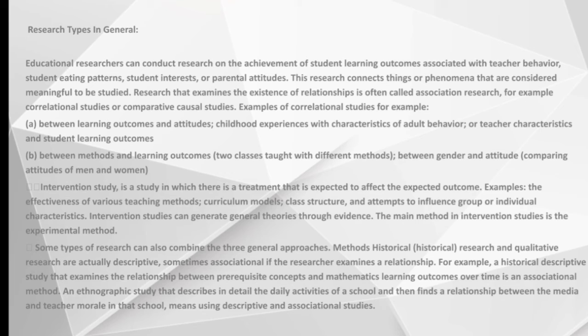Examples of correlational studies, for example: A. Between learning outcomes and attitudes, childhood experience with characteristics of adult behavior, or teacher characteristics and students' learning outcomes. B. Between methods and learning outcomes, two classes taught with different methods, between gender and attitude, or comparing attitudes of men and women.